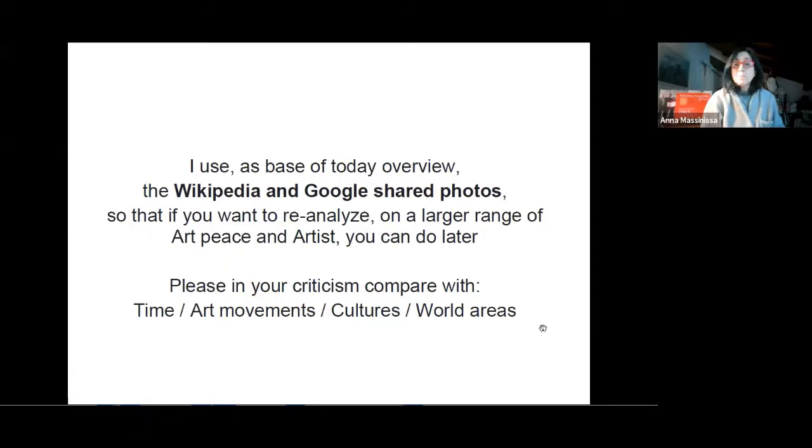I use as base of today's overview Wikipedia and Google shared photos, so that if you want to reanalyze on a larger range of art pieces and artists, you can do it later. Please, in your criticism, always compare with time, art movements, culture, and world areas.